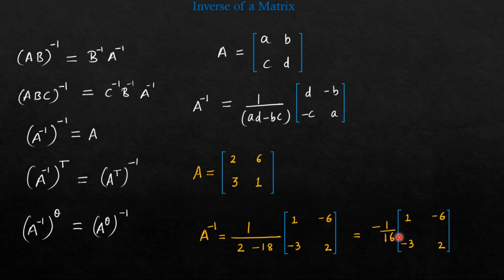Now you will have to divide each element by minus 16. So you will get A inverse is equal to: minus 1 by 16. Minus times minus gets plus, so 6 by 16. Minus 3 by minus 16, so you will get 3 by 16. 2 by minus 16, so you will get minus 2 by 16. So this is the inverse of the given matrix. Okay, this is the inverse. So it was very simple because we have a shortcut for a 2 by 2 matrix. So it will save you a lot of effort.